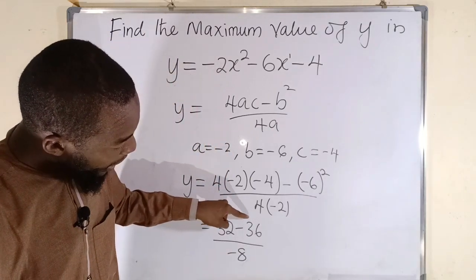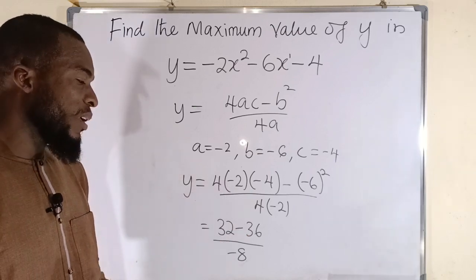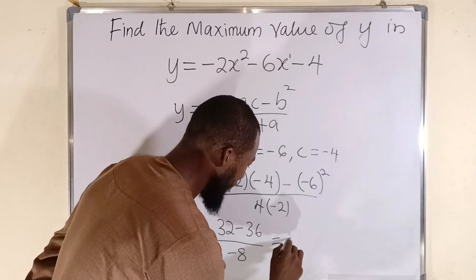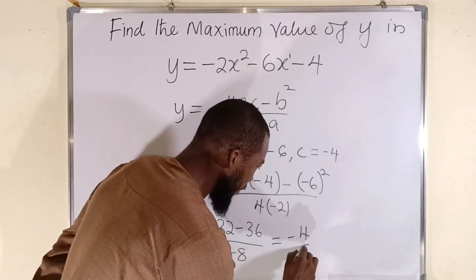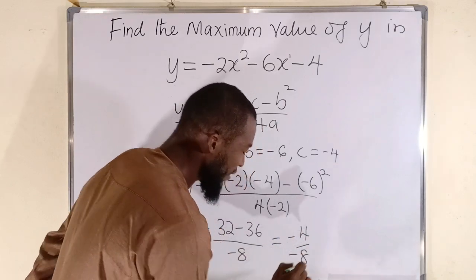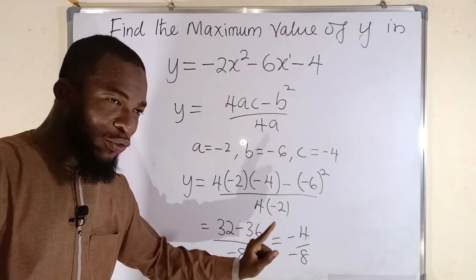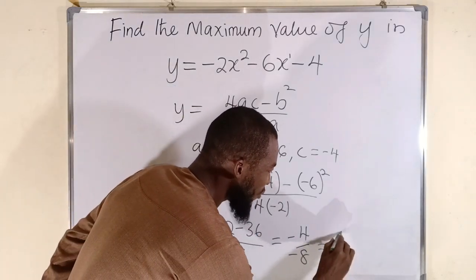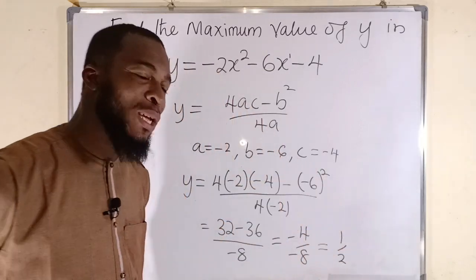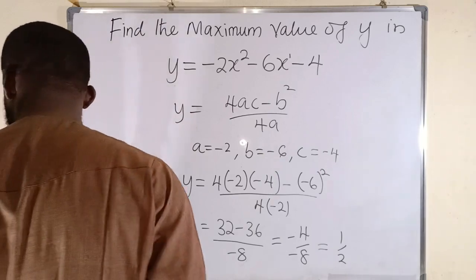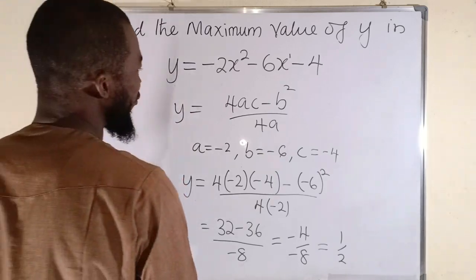32 minus 36 will give us what? Negative 4. So this is going to give us negative 4 divided by negative 8. The negative will cancel the negative, right? 4 can go into 8 2 times. So this to the lowest term is 1 divided by 2. Can you see that? We have 1 divided by 2. And we conclude that the maximum value of y is 1 divided by 2.